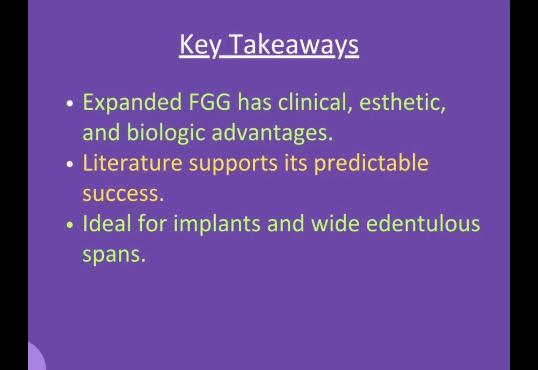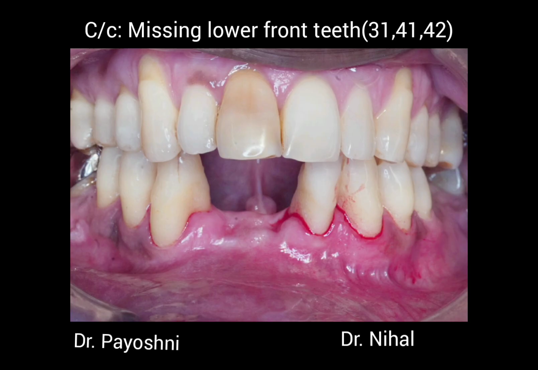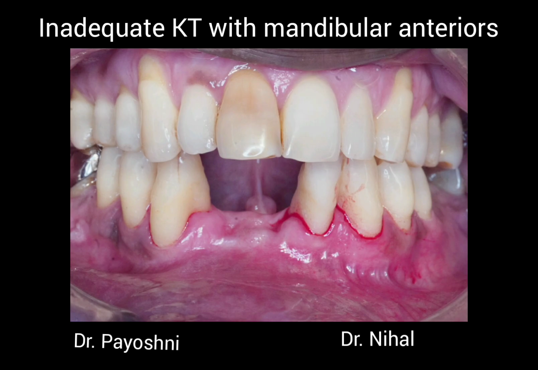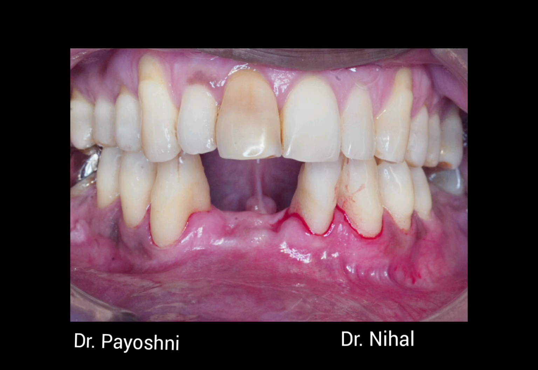Let's start with the case. Now here is a case. The patient complains of missing lower front teeth, that is, 3-1, 4-1 and 4-2 are missing. There is generalized recession. You can see the recession with upper anteriors as well, especially the canines. There is inadequate keratinized tissue with mandibular anteriors.